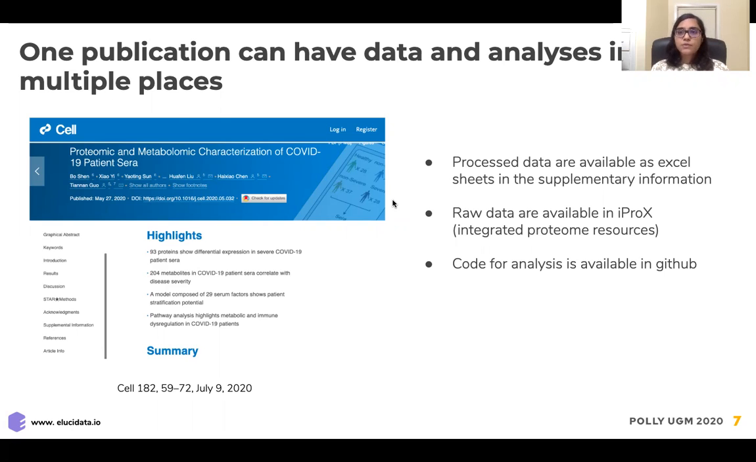So if you actually wanted to use these data, you would have to gather this data from all of these different sources and analyze it just like how the authors analyzed it, or use your own data pre-processing pipelines. And this problem is not unique to this particular publication.